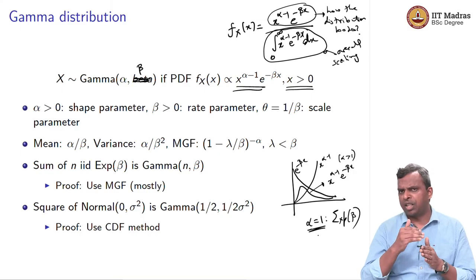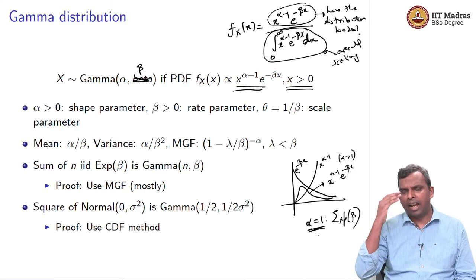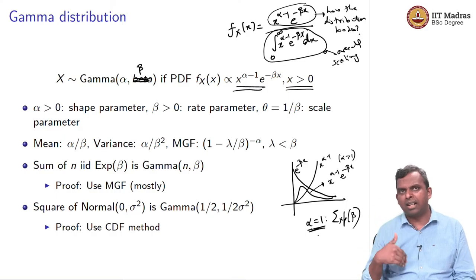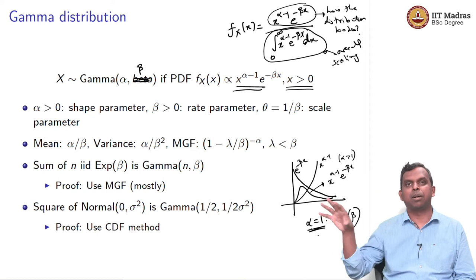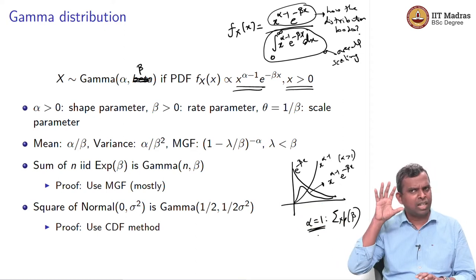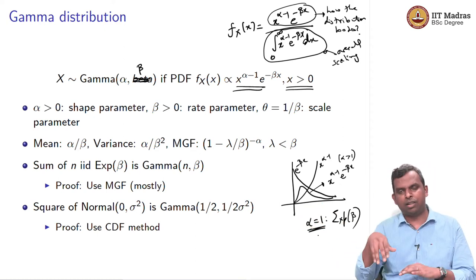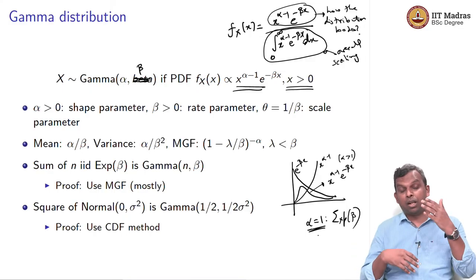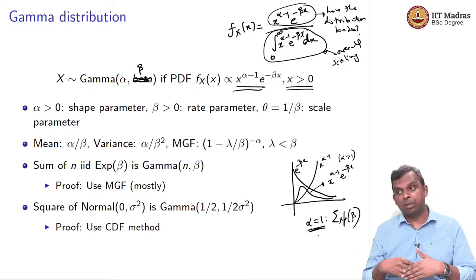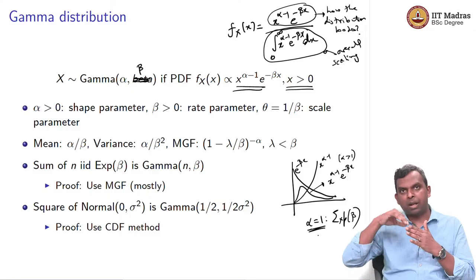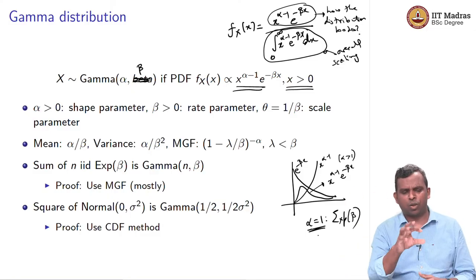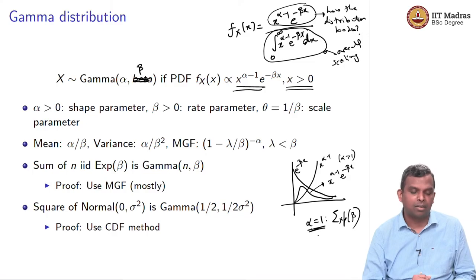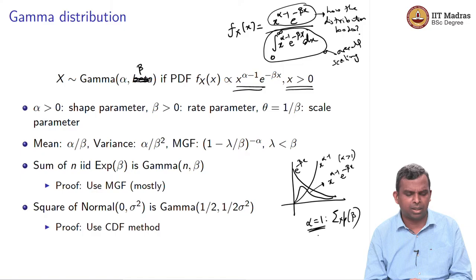Remember, exponential is just e power minus beta x. N of them together, if you add the distributions, the density becomes something like x power n minus 1 times e power minus beta x. So that's the picture you should have in mind. You have exponentials, you keep adding repeated independent copies of those random variables, and the density becomes x power n minus 1 e power minus beta x. So that's the first result. Again, we won't prove this. This proof uses moment generating functions and other methods.